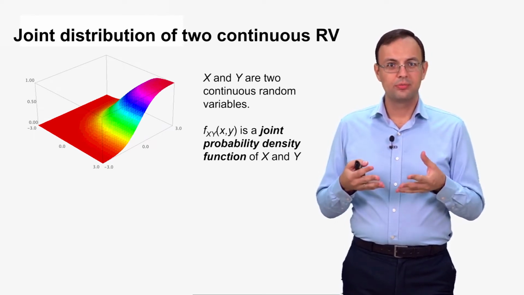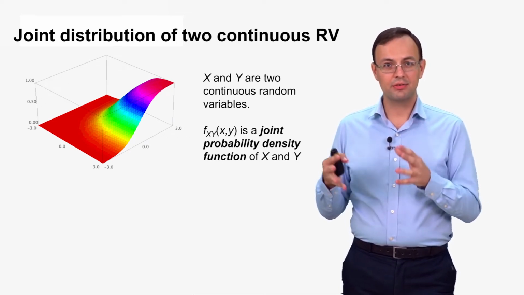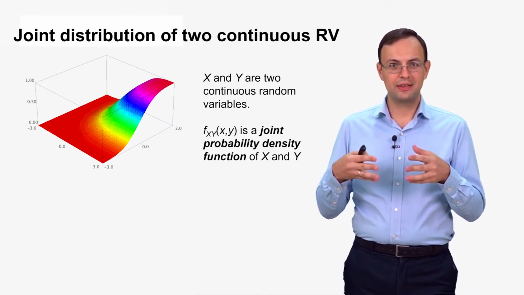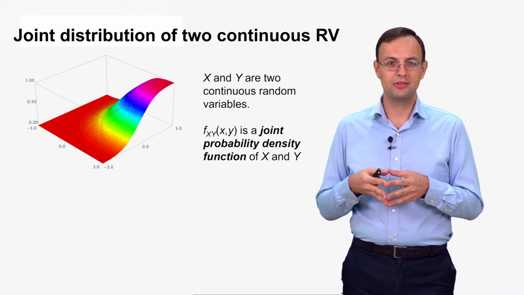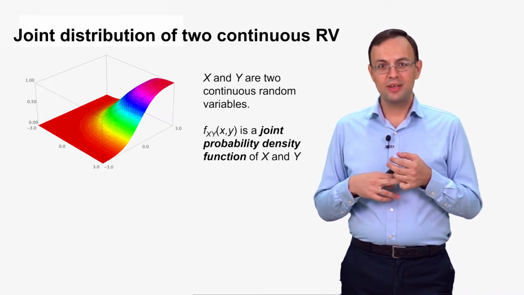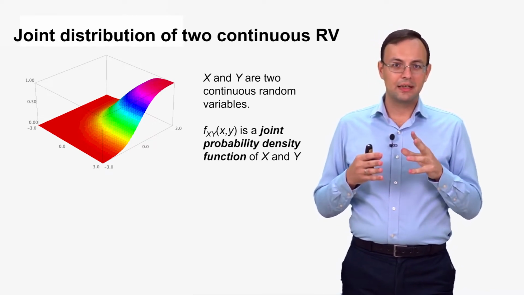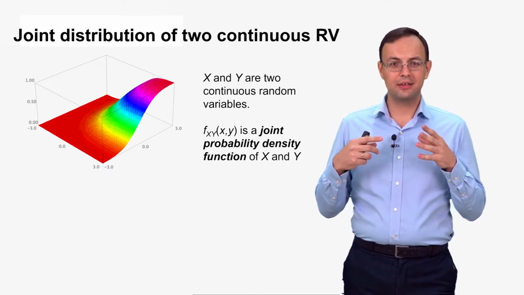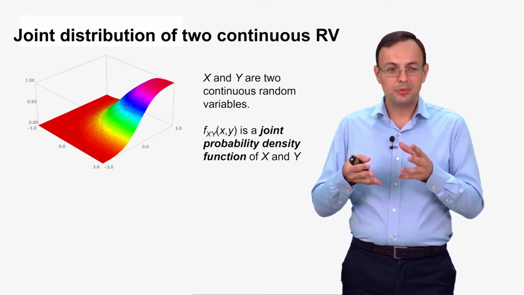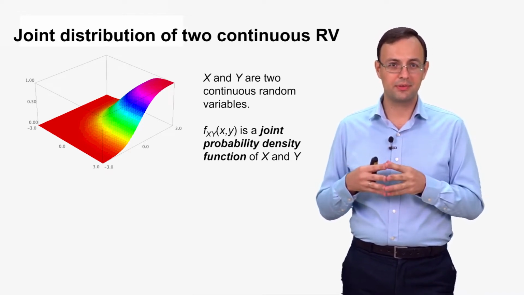As you know, if we have a scalar continuous random variable, the natural way to describe its distribution is to use PDF, probability density function. So if we have a pair of continuous random variables, we can also define a joint PDF, joint probability density function of this pair of random variables.